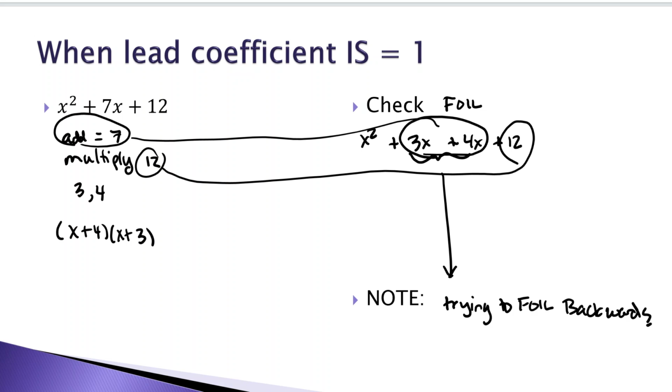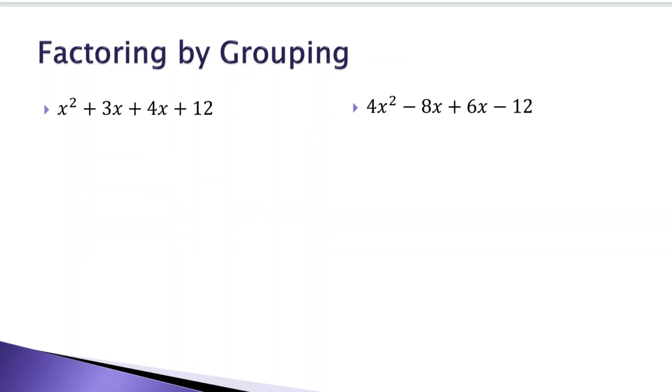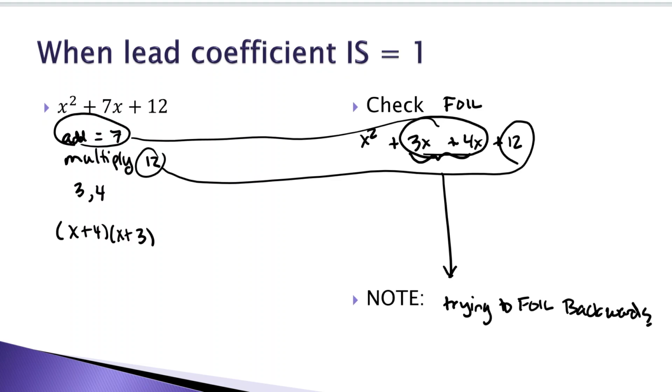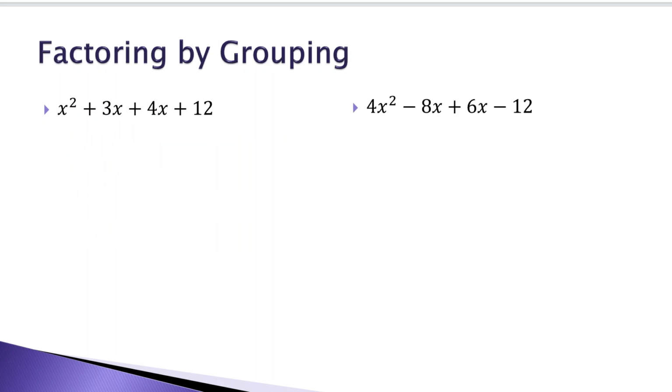Now, there's another thing I want to show you called factoring by grouping. Okay, and this again is FOILing backwards. So notice right here I've got x squared plus 3x plus 4x plus 12. That's what we had up here. Let's talk about how we can look at the factorization when it's in this format.